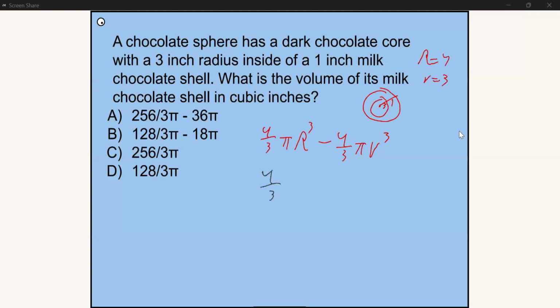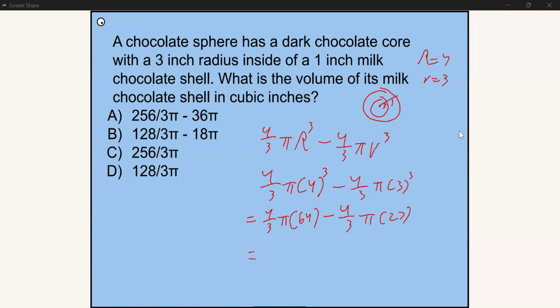So we have 4/3 pi 4 cubed minus 4/3 pi 3 cubed. 3 cubed, right, is 27, just like 27 cube rooted is 3. And 4 cubed is 64. So we're going to have 4/3 pi times 64 minus 4/3 pi times 27. Okay. And then this will get us what we're looking for.